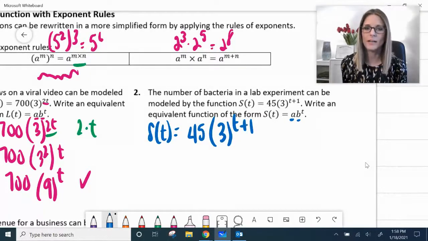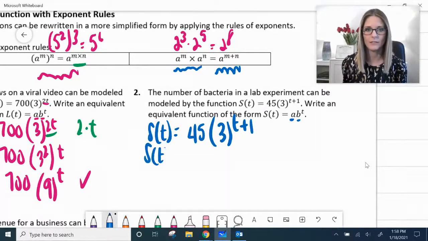On this one, notice our exponent's a little bit different than the last problem. Our exponent this time has some addition going on. So I'm going to be looking at this second rule. I'm going to work backwards. Instead of it adding, I'm going to separate them into two powers with the same base.